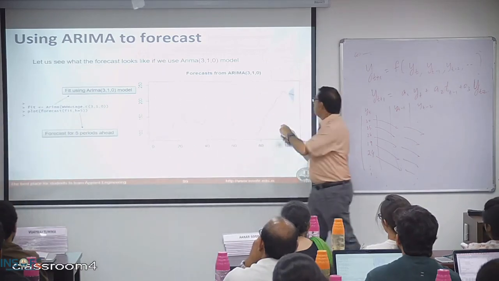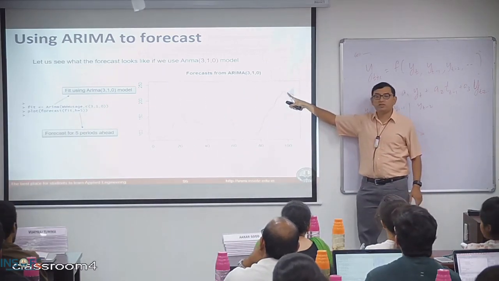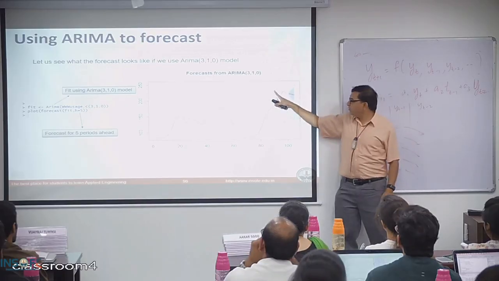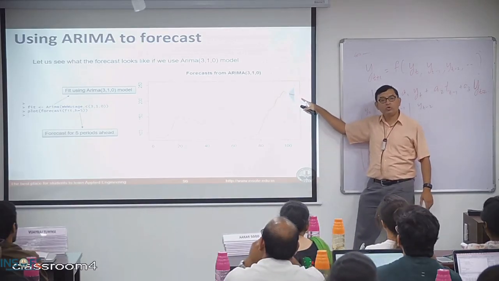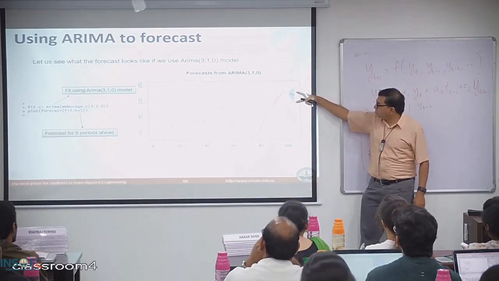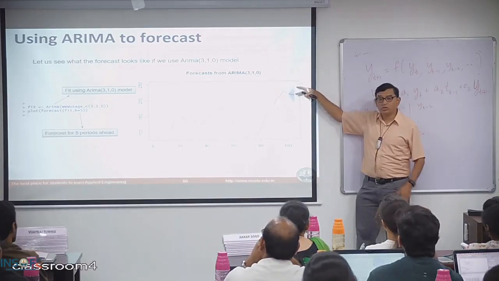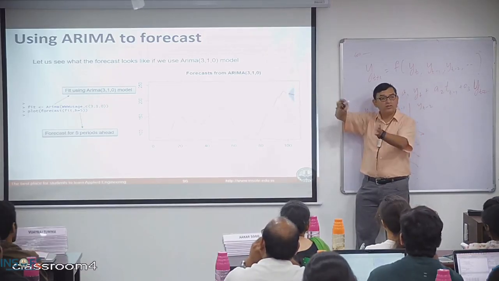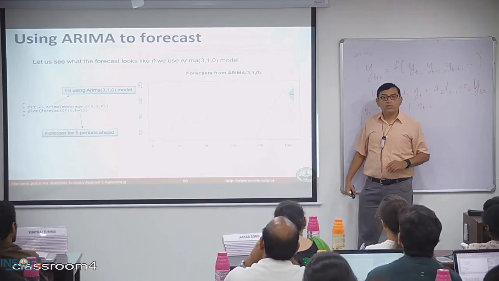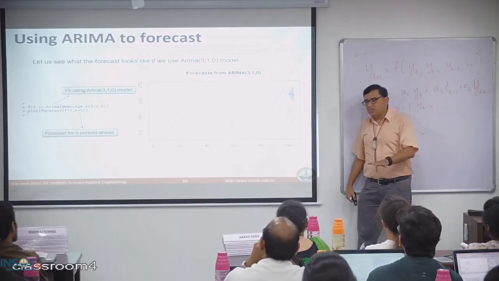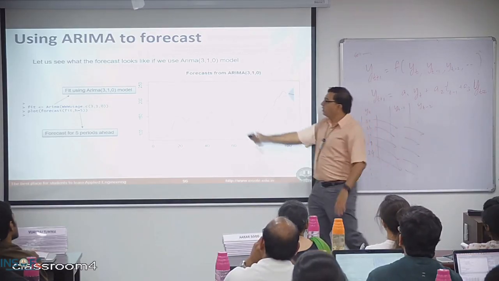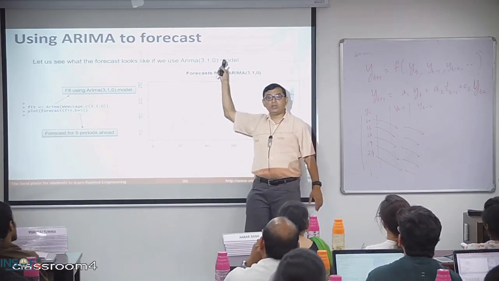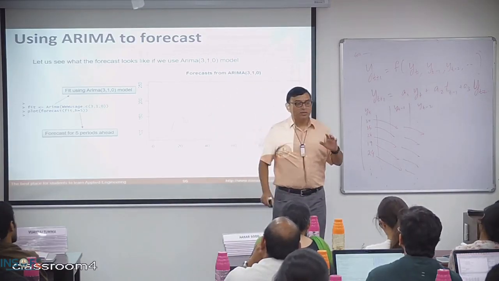And over here, it's forecasted for 5 periods ahead. It's saying that for the next 5 periods, it's likely to decrease. But it has this wider and wider error range as you try to increase forecast farther and farther into the future. Okay. In this case, I randomly said that I'm going to try ARIMA 3,1,0 to forecast.